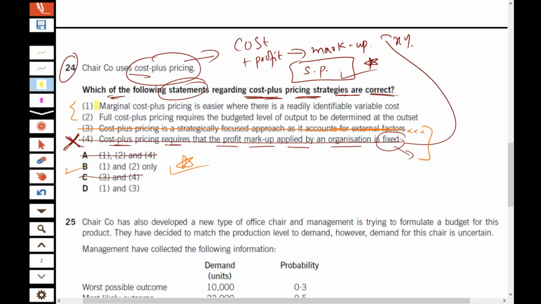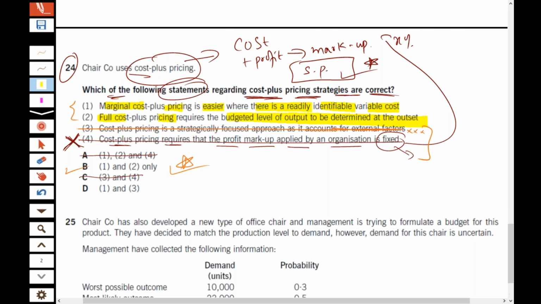Now how? Option 1, marginal cost plus pricing is easier when there is a readily identifiable variable cost. Readily identifiable variable cost means that the marginal cost is ready and you just put up the profit markup and you get the selling price. Number 2, full cost plus pricing requires the budgeted level of output to be determined at the outset.